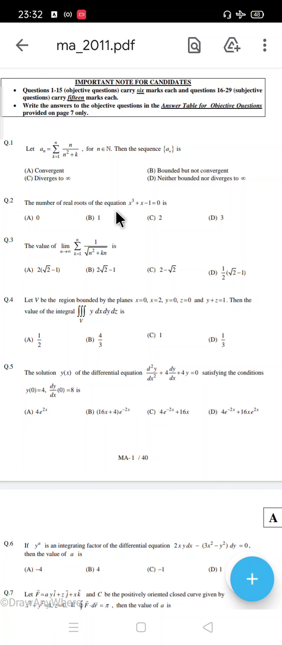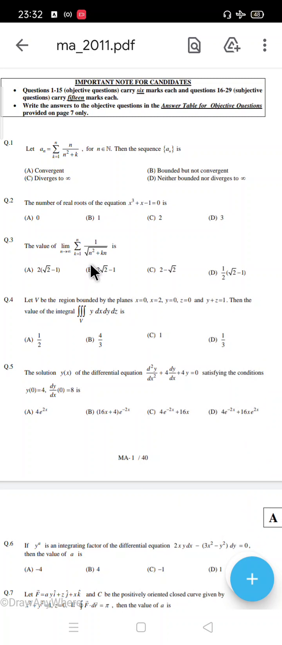The number of real roots of the equation: see, degree 3, so there is definitely one real root, and you can do it by putting, see, there is one sign change, so it has one positive real root. And if you put x equal to minus x, this will become minus x cube minus x minus 1 equal to 0. So it has only one positive real root, option B.